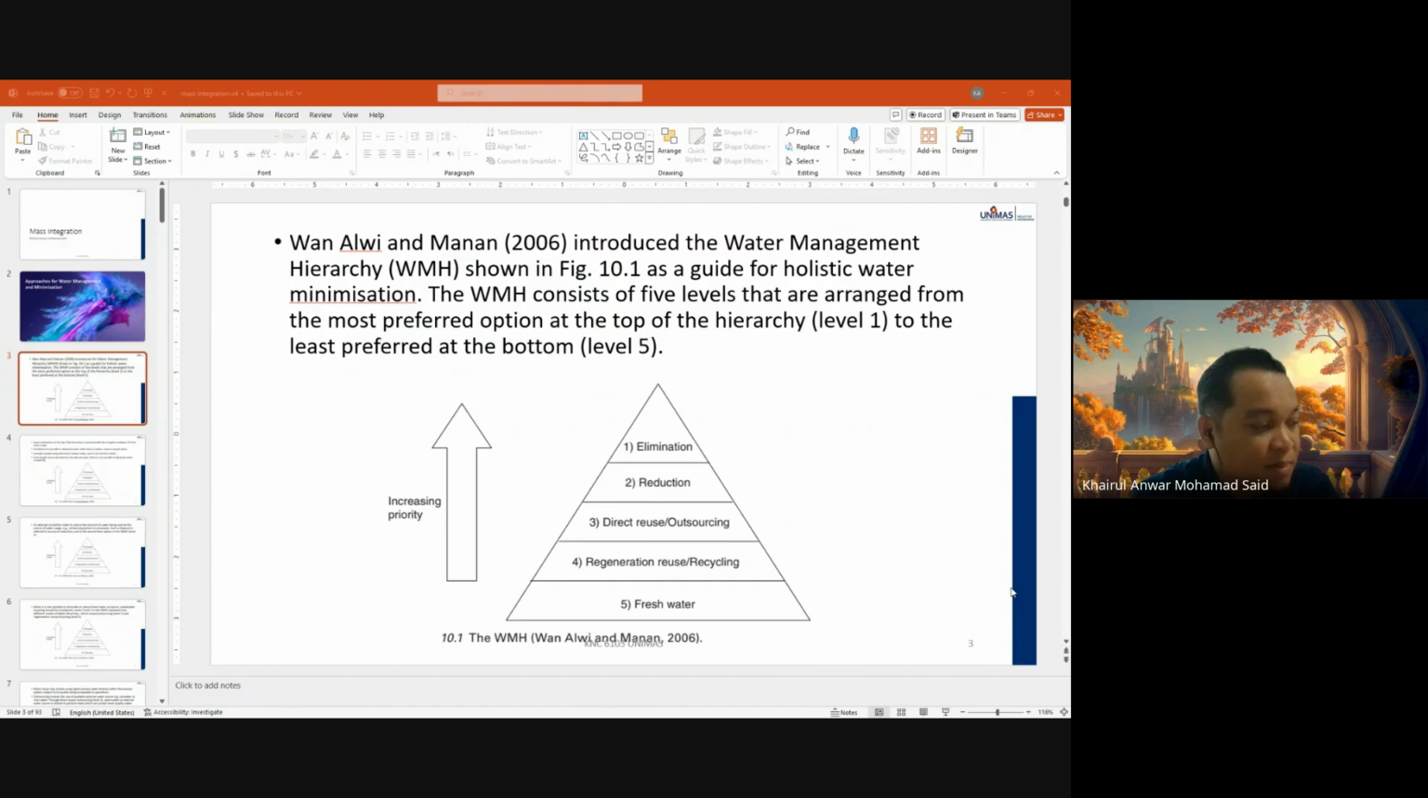So the water management hierarchy, championed by Wan Alwi and Manan, is the North Star for industrial water conservation. But later you'll see some other names, like Professor Fu. She's from Malaysia, in a private university, also doing water conservation like this.